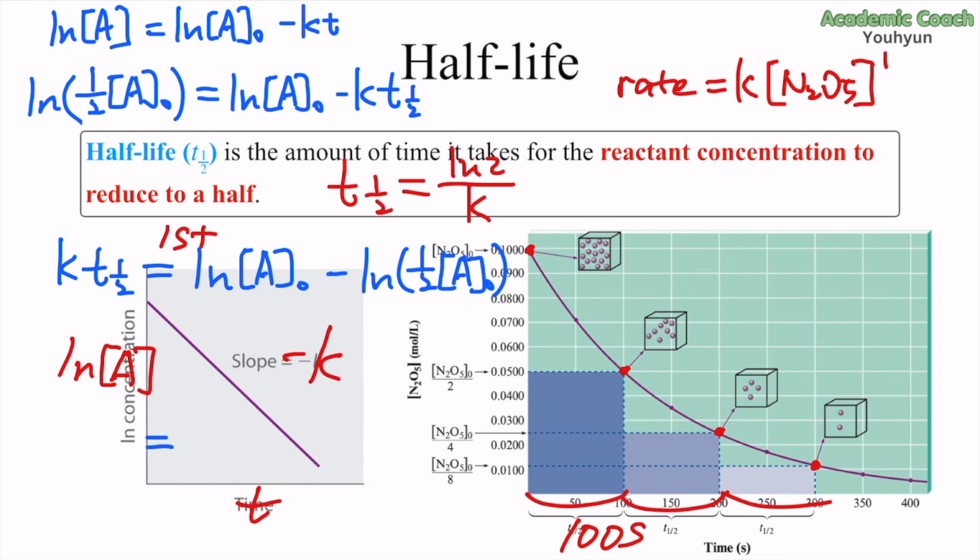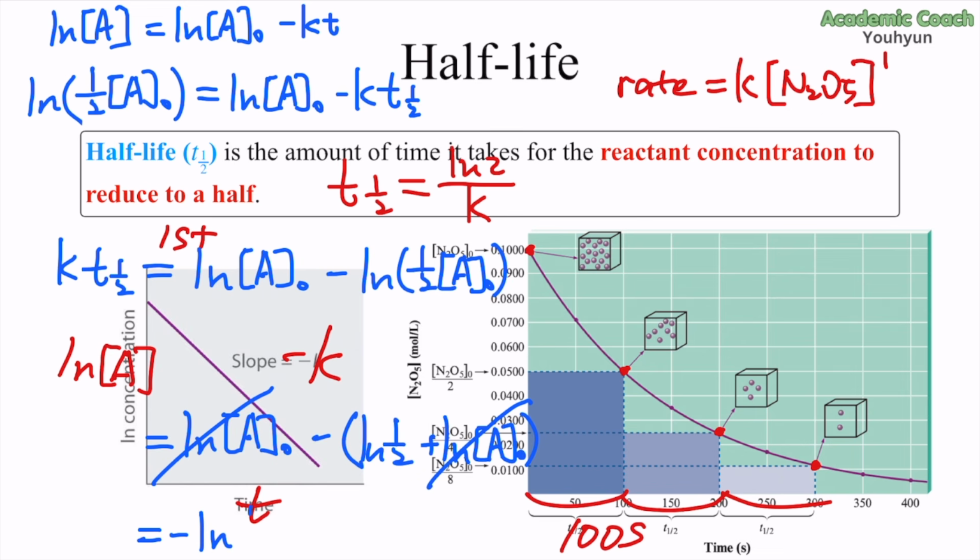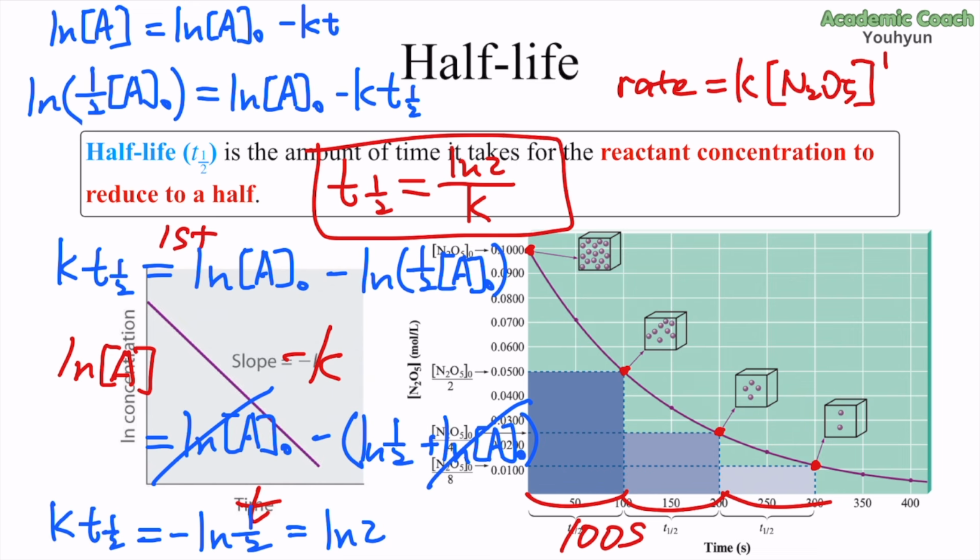And for log, we can separate it into addition or subtraction. So now it becomes ln A0 minus parenthesis ln 1/2 plus ln A0. So these two cancel out, then we get negative ln 1/2. That will be ln2. So basically, k times T1/2 is ln2. That's how we got T1/2 is ln2 divided by k.